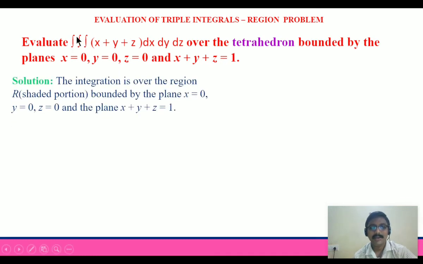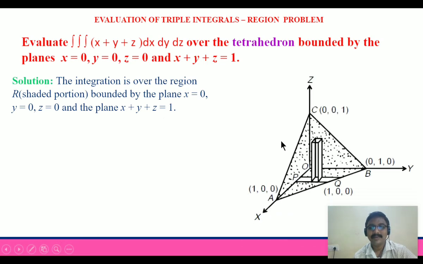Solution: the integration is over the region or shaded portion bounded by the planes x is 0, y is 0, z is 0 and x plus y plus z is 1. So this is the shape of the region, a rough sketch of the region. So it is a tetrahedron.